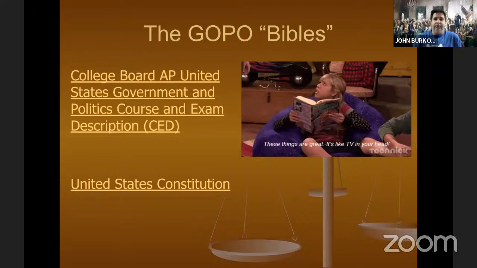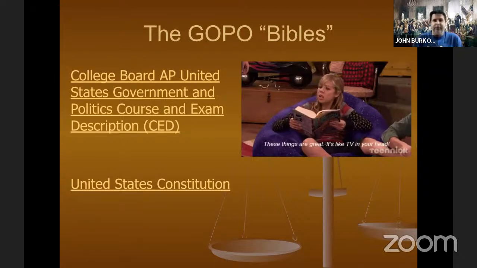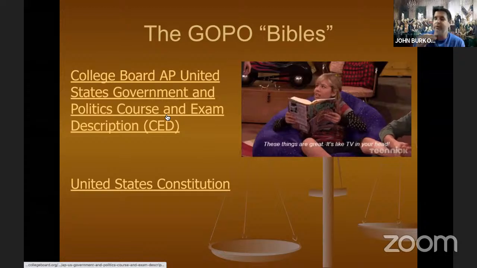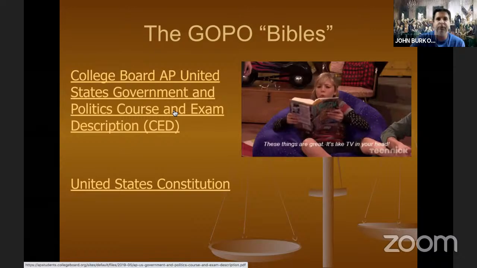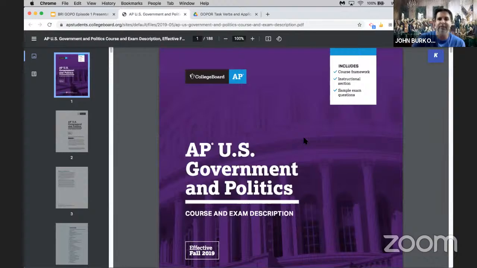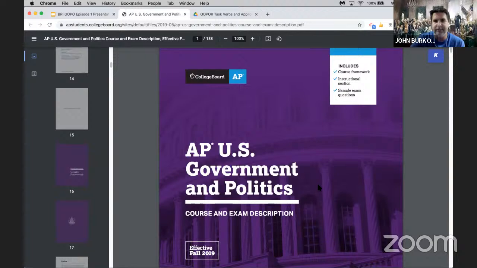You've got to go to the Bibles. You've got to go to the big books here. If you're talking about preparing for the exam, one source, no question about it: you go to the CED, the Government and Politics Course and Exam Description. This is the big Bible for exam prep. This is where you will find the content, the skills, the big ideas, and the essential knowledge, what College Board expects you to know and master by May, by the time of the exam. That's where the source is.